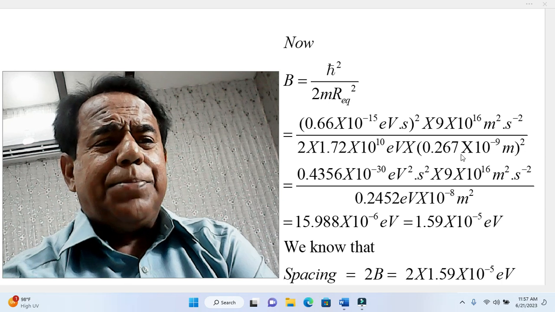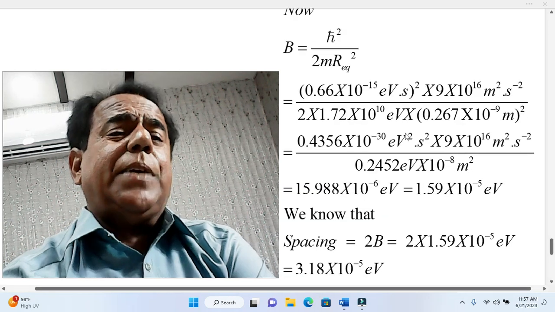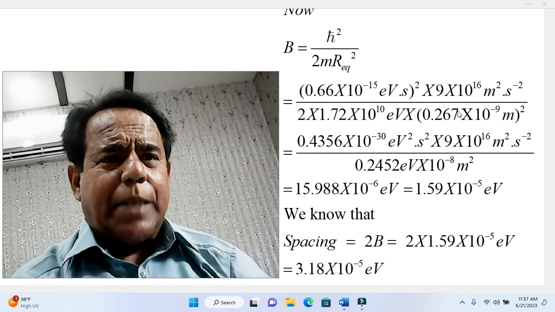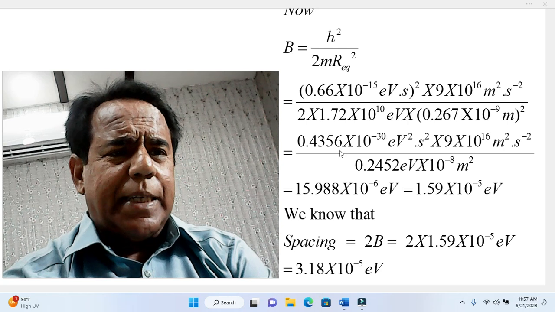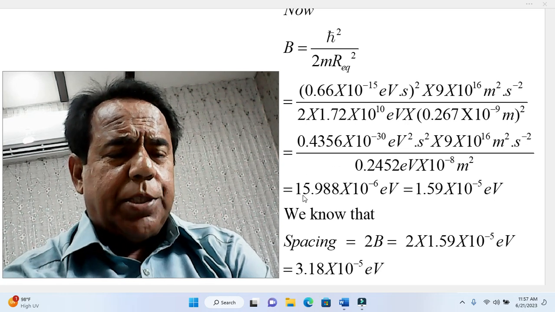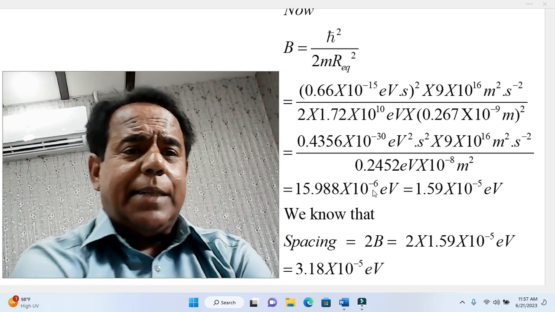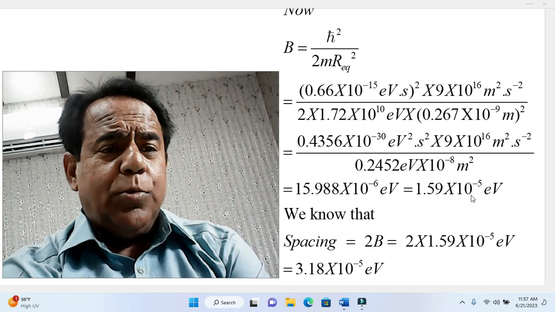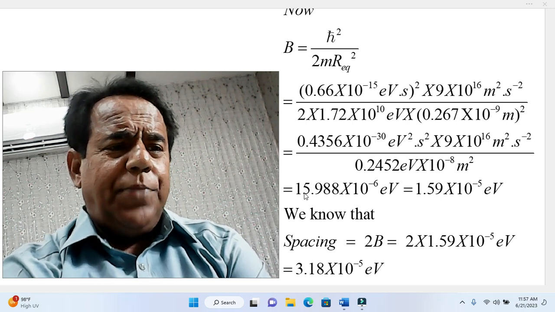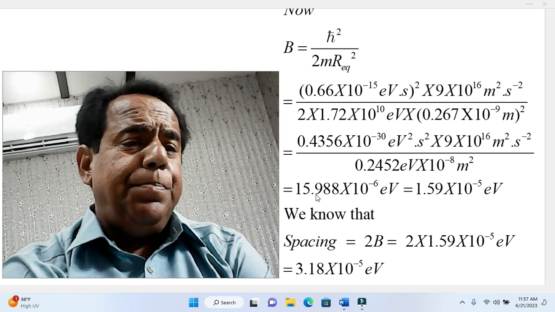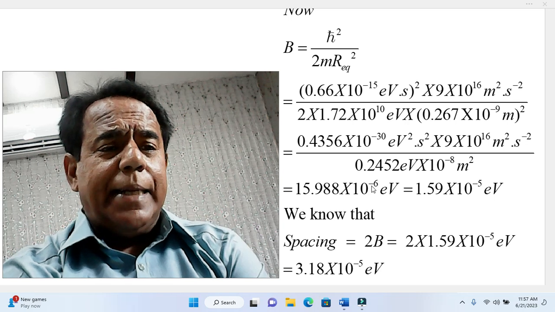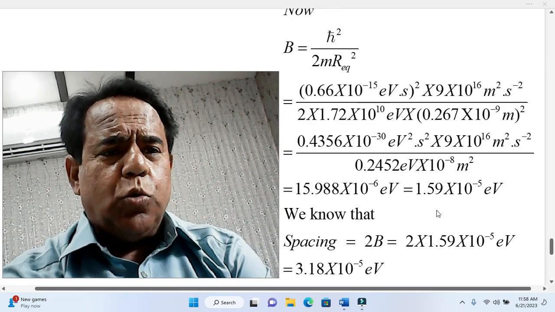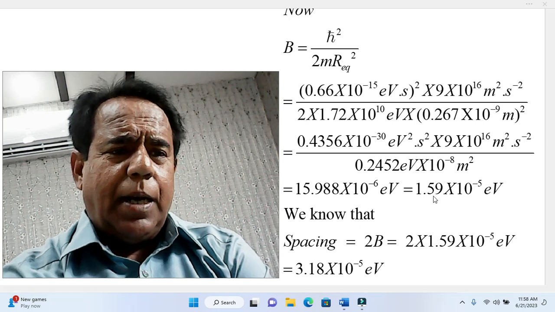After substituting these values there is only simplification. I cannot explain this simplification point to point because some steps have been merged. Anyhow, after simplification, the value of B becomes 15.988 into 10 raised to the power 6 electron volt, and this may be written as 1.59 into 10 raised to the power 5, because when we shift the decimal one step behind, the power is reduced by 1. So B has finally become equal to this. This is our answer.